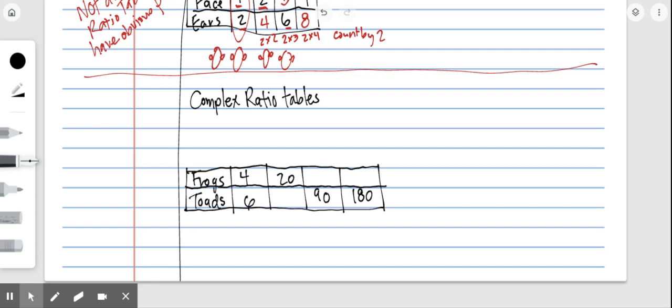All right, so as promised, this video is going to talk about more complex ratio tables. And these ones are more complex because you can't exactly see what we're counting by, and the pattern isn't obvious.